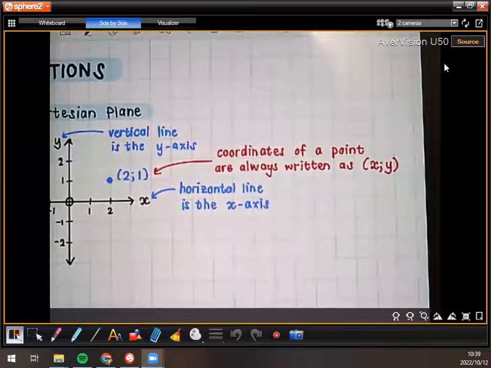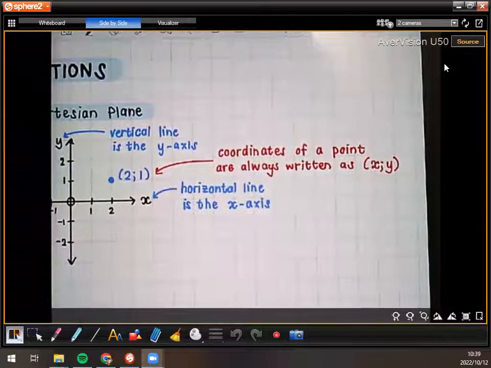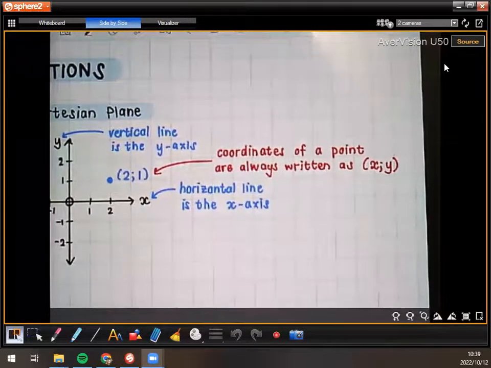And that's how it works in the alphabet as well, right? It's x, y, z. So x comes before y in the alphabet as well. All right, so it's that same order. And this is what we're going to practice a lot today, where we're going to give you a coordinate and you plot it.